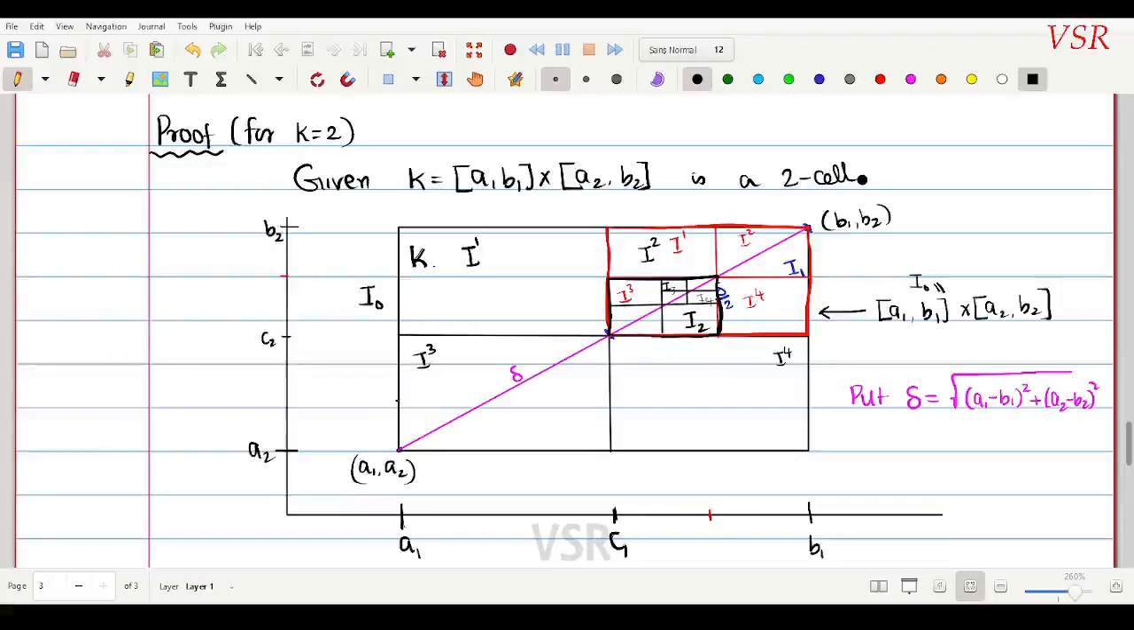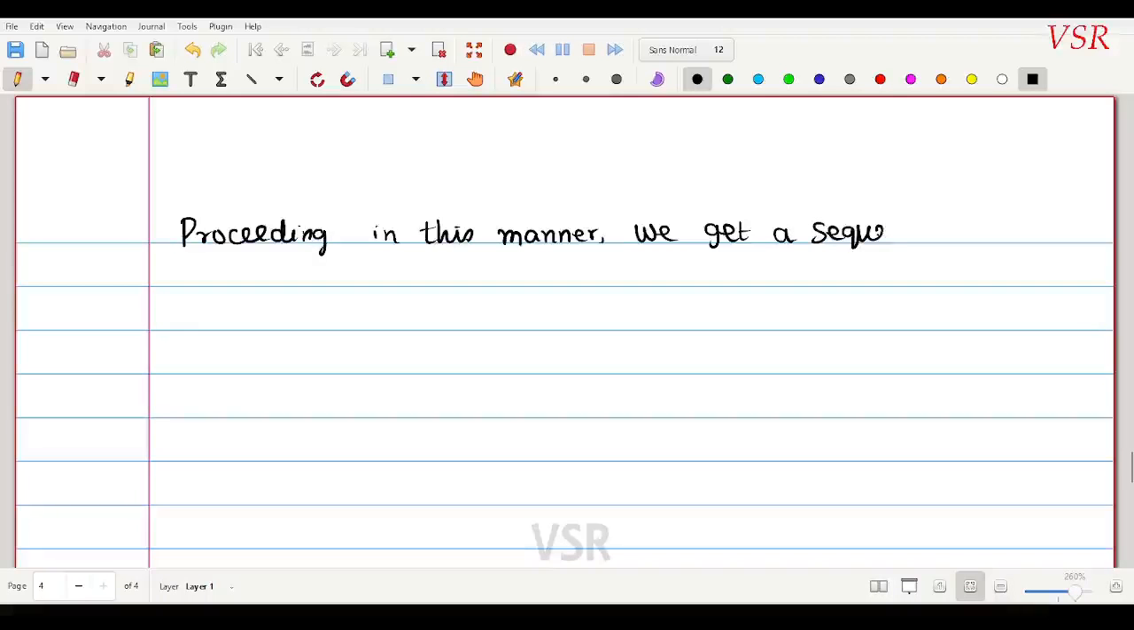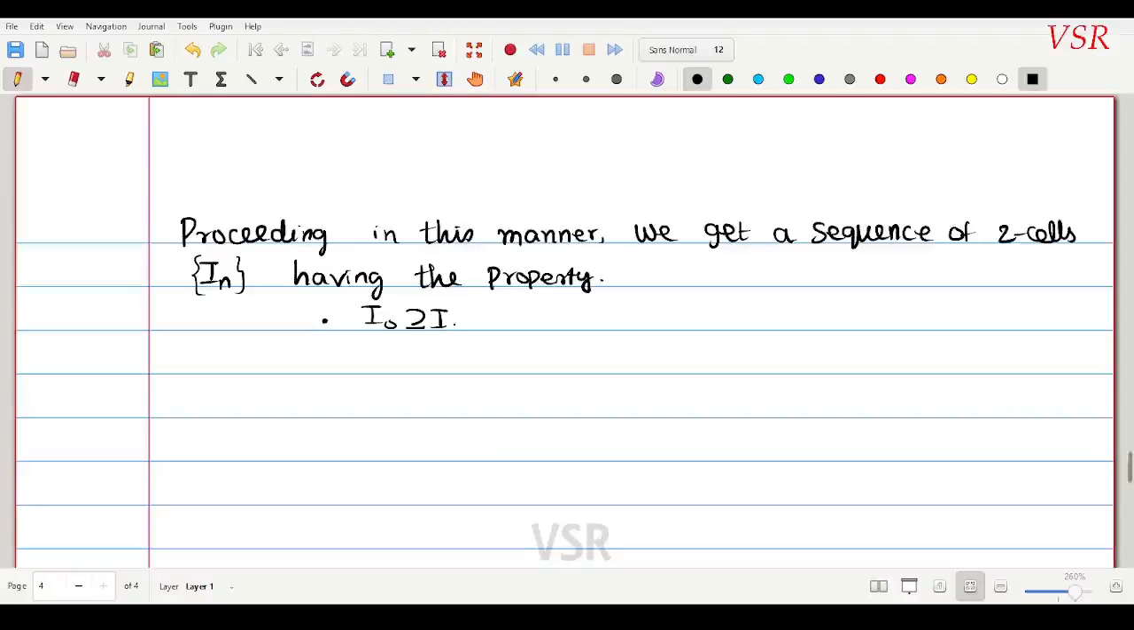It goes on like this. So what happens is that it is proceeding in this manner. Okay, we get a sequence of 2-cells satisfying the property number 1: inside I0 who is there, I1 is there; inside I1 who is there, I2 is there. So it is a decreasing sequence. In general, you find In, and inside it I(n+1) will be there. Okay, and it is a decreasing sequence we will have.